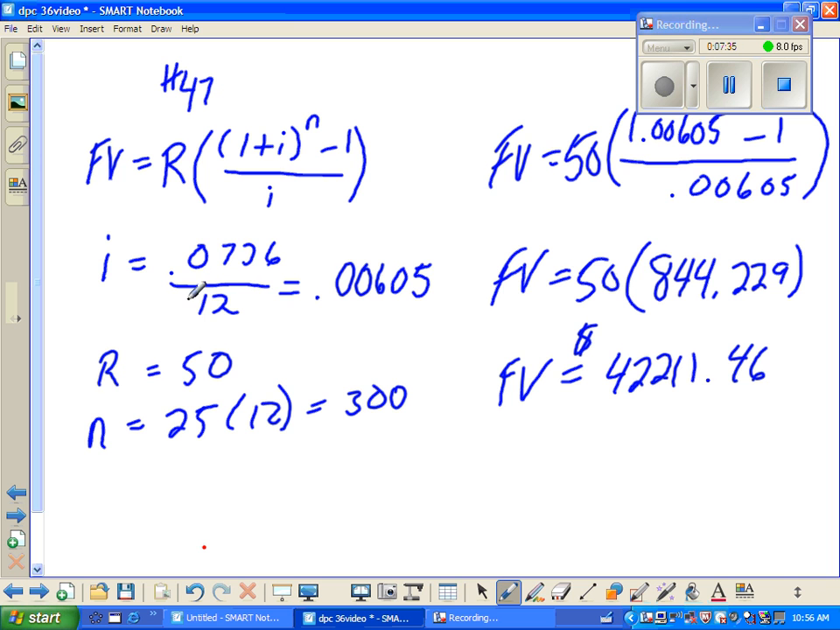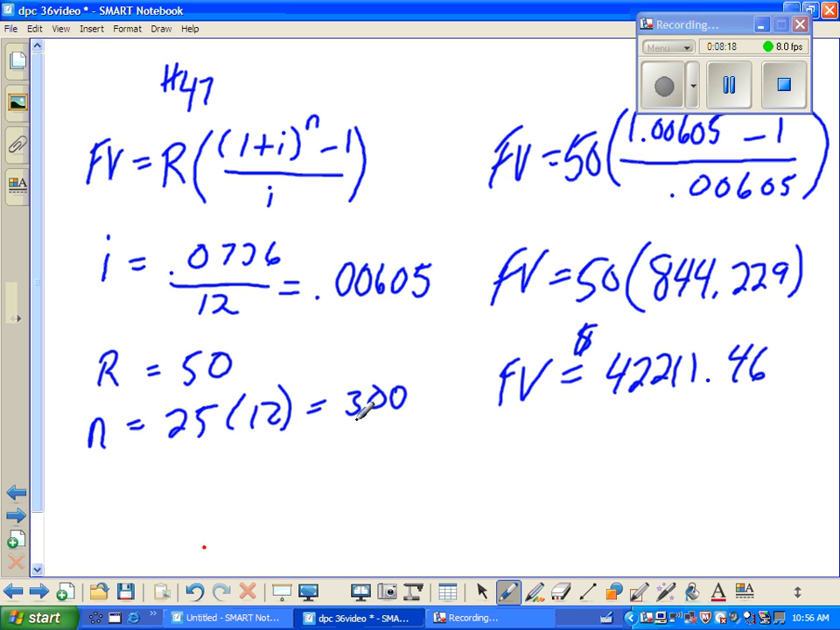Instead, what we want to do is take that 0.0726 divided by 12, because we're making monthly payments in this problem. That means our monthly interest rate is about 0.00605. Notice how many places I carried that out. The R is $50, because we're going to put $50 into an account every month, which means my number of payments over 25 years is going to be 25 times 12, or 300.